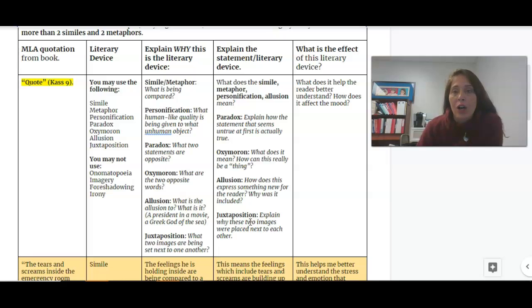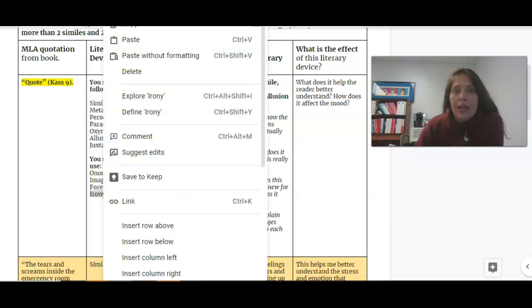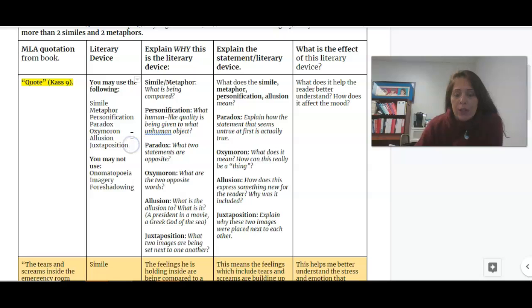Also, you could locate these on your own as you're reading each night. Remember that each night you're supposed to be highlighting examples of literary devices and labeling them in your book. This is why, so that you can come back here and find this. And we have irony down here, so you can't use it, but I think we're going to say you can. That's a good one to use, right? So let me put it there.